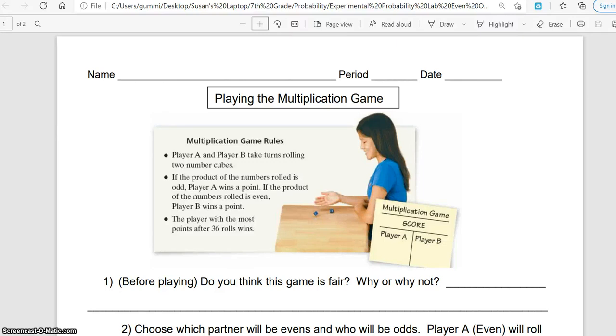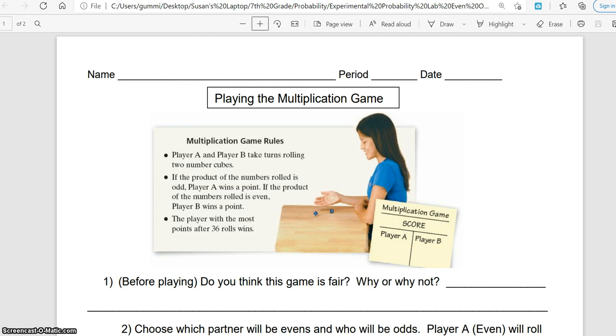Hey guys, today we are going to play a game and determine whether we think it is fair or unfair. So even if you are home, you can still play this all by yourself. You just have to basically choose a side and then you'll figure out if you win or lose.